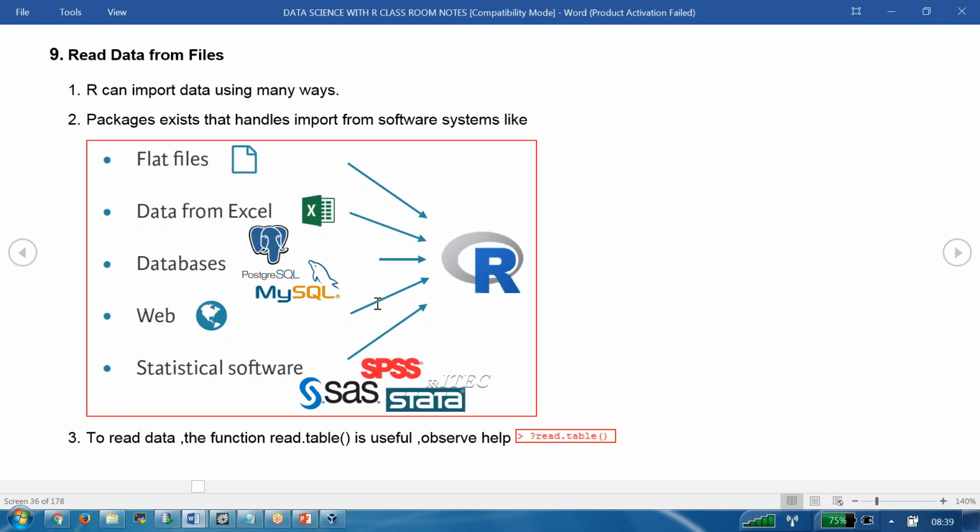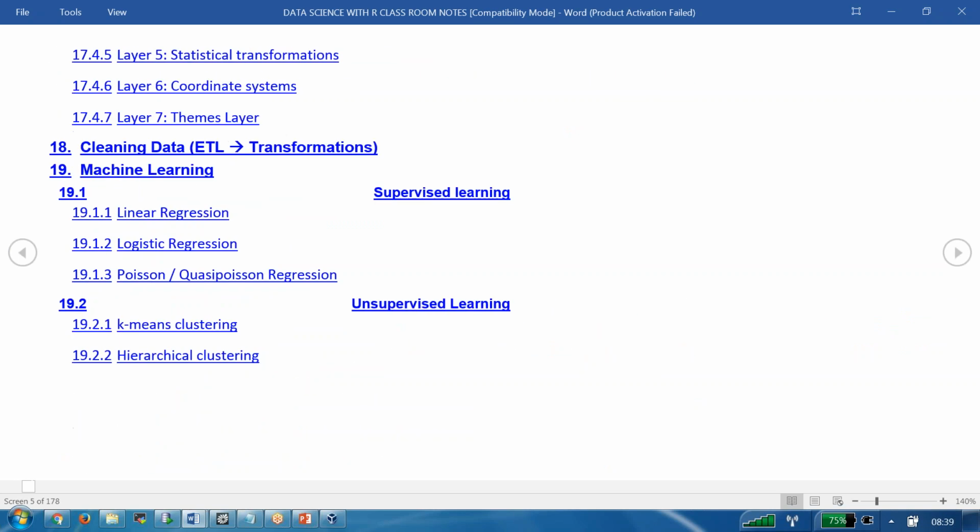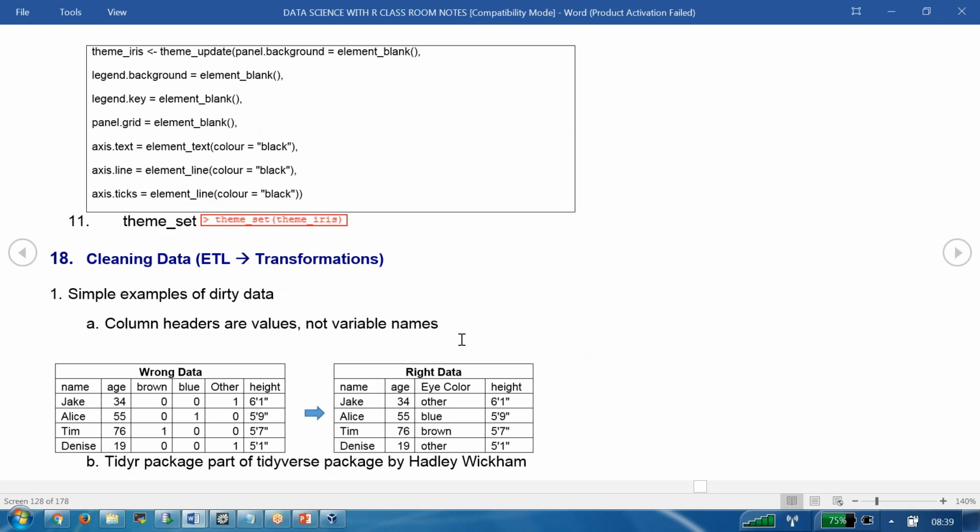Cleaning the data is possible by using R only. We have a chapter here called cleaning. This cleaning is nothing but what we call ETL. Anyone from a data warehousing background knows: E means extract data from different sources, T means transform into one common format, L means load into one single database. Are you getting my point? Those all things are called ETL.